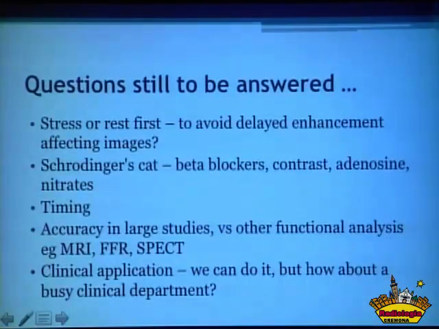So there's quite a few questions still to be answered. The first question I have is, do we do the stress or the rest images first? If delayed enhancement is really that easy to see, we've got to be very careful to avoid that affecting our images. The second question is the problem of Schrodinger's cat. We're giving people lots of different medications, beta blockers, contrast, adenosine, nitrates. The hope is that these don't affect the perfusion defects that we're seeing. But it's very difficult to know at the moment.